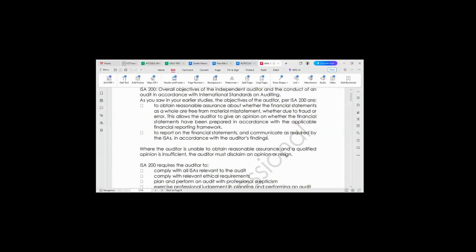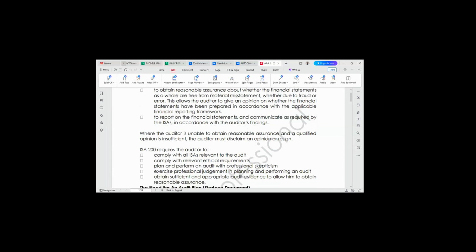Two, comply with relevant ethical requirements. Those are the fundamental principles that you learned in chapter 3: objectivity, integrity, confidentiality, and the likes. Next one, plan and perform an audit with professional skepticism. That means you must have an attitude of what? Professional skepticism says that things might not be right as they have presented it.